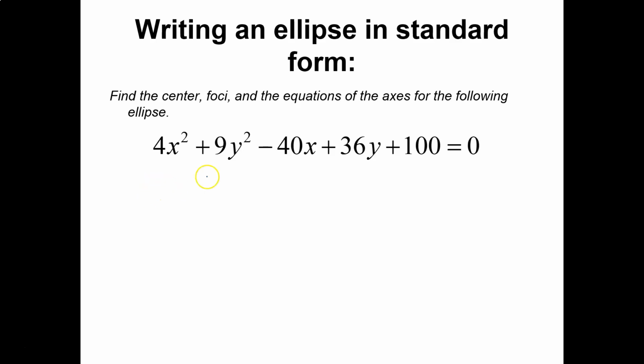So, let's group our x's and our y's first. So 4x squared minus 40x, and then I've got 9y squared plus 36y, and I'm going to go ahead and take this 100 over to the other side, so minus 100.